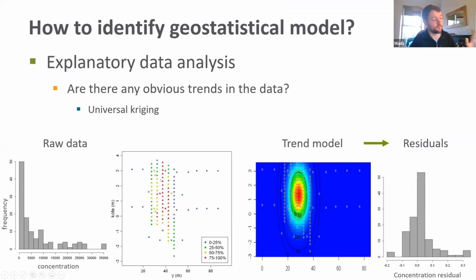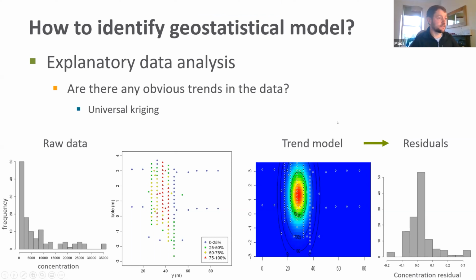This is from a transect across a plume in groundwater, and the data have been plotted as a quantile plot. The red ones are the highest 25% of the values, and blue ones are the lowest 25% of the values. We can see there's an obvious trend here, so assuming a constant mean for the kriging in this case is probably not a very good choice.